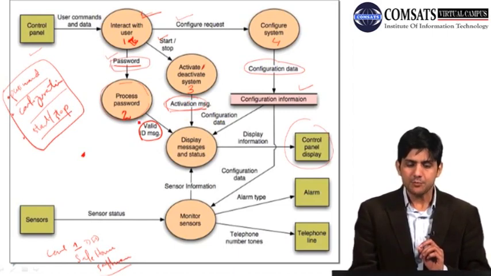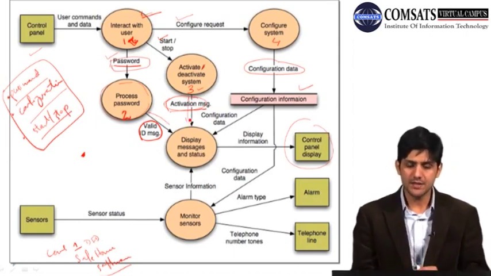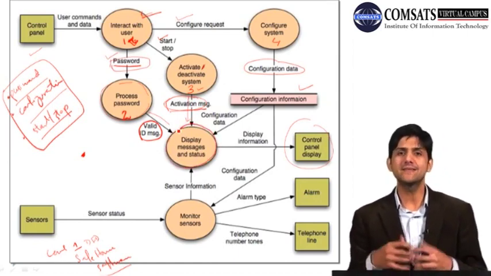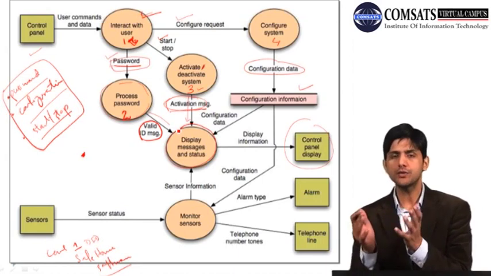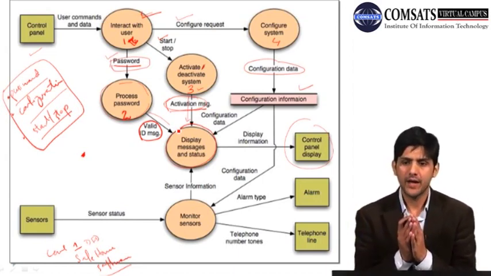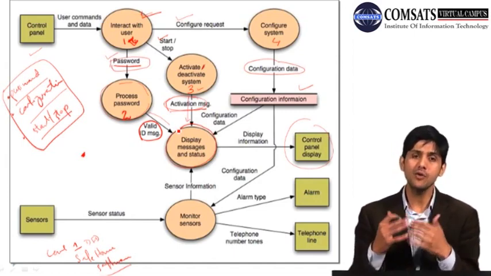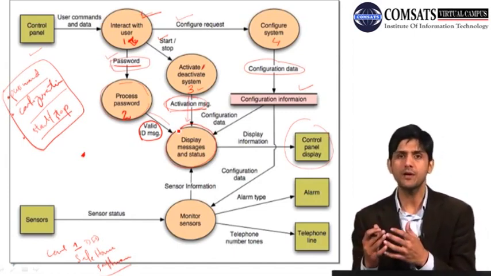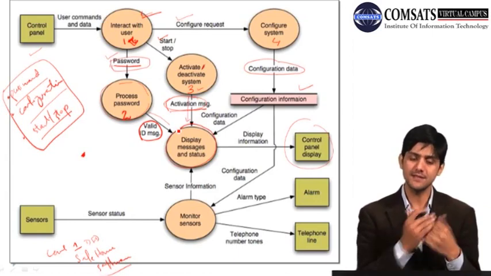Now as far as process number 2 and process number 3 are concerned, their outputs, whether it's a valid ID message or activation message, are sent to the process which is display messages and status. We are showing certain information to the user, and one kind is the response from the system for the inputs the user has sent, whereas you might also want to show the user other information based on inputs from other external entities as well. In this particular case, they were the sensors.